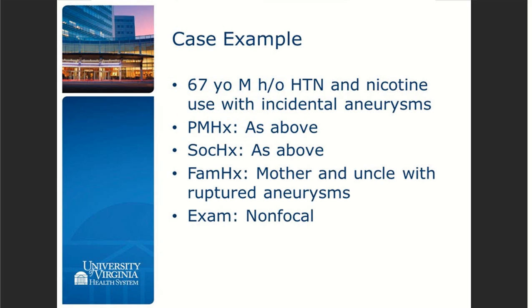So we'll go with our first case example, and this is pretty typical of what you would see in an outpatient setting in the clinic. We have a 67-year-old gentleman, history of hypertension and cigarette use, who was found to have an incidental aneurysm. His past medical history is otherwise non-contributory, as well as a social history, except for what we've mentioned above. He does have a family history of ruptured aneurysm, a first degree and a second degree relation with cerebral aneurysm hemorrhage, otherwise non-focal.